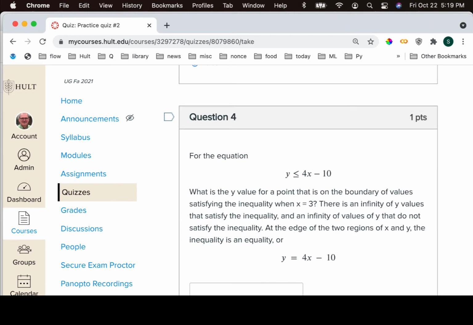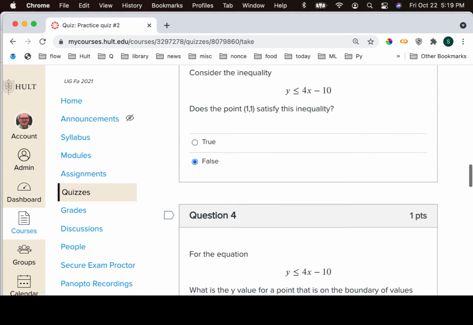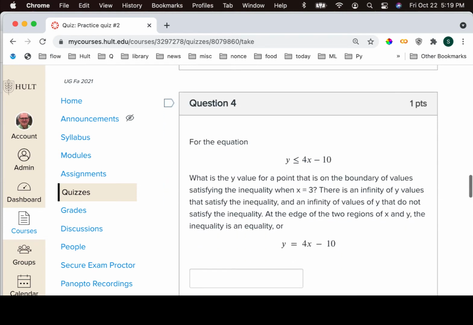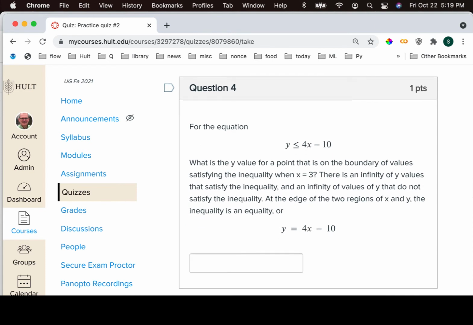For question 4, we've got y is less than or equal to 4x minus 10. Looks like our previous inequality. What is the value of y for a point that is on the boundary of values satisfying the inequality whenever x is equal to 3? So there's a lot of values that could satisfy this, but in order to figure out where you are on the boundary when x is equal to 3, you just convert this from an inequality to an equality and say y equals 4x minus 10, and then plug in x equals 3. 4 times 3 minus 10 is 2, so the answer would be 2.